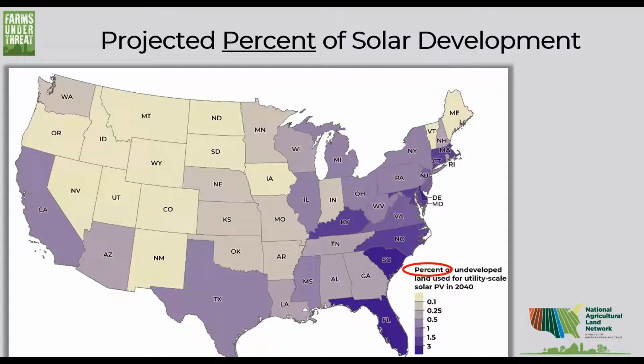The most important findings were that 83% of the projected solar development by 2040 will be sited on agricultural land, and nearly half of the projected solar will be sited on nationally significant land.